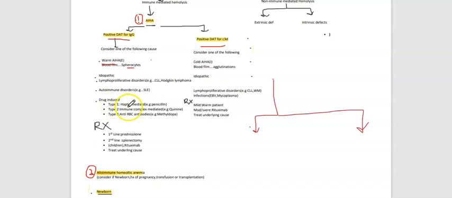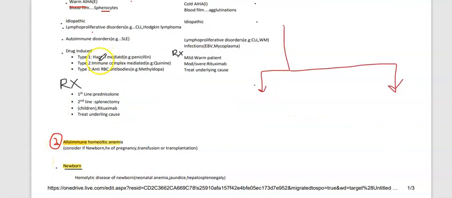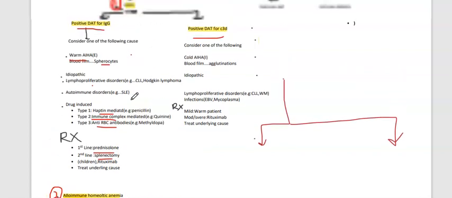We have type 1, which is hapten mediated, type 2 is immune complex mediated, and type 3 is anti-RBC antibodies. Examples are penicillin, quinine, and methyldopa. In treatment, the first line is prednisolone, the second line is splenectomy in children, and rituximab. Further, treat the underlying cause.